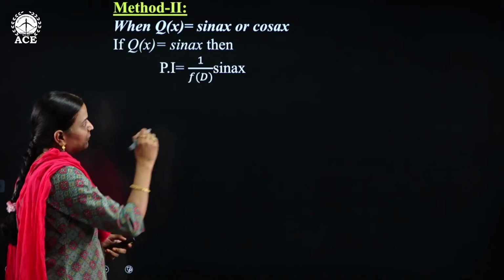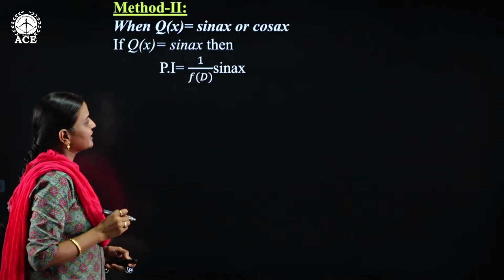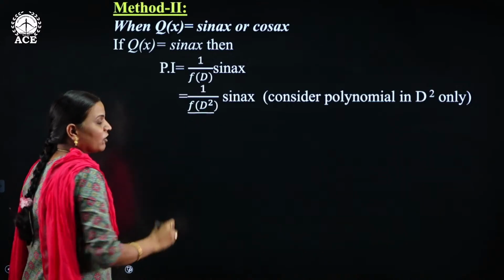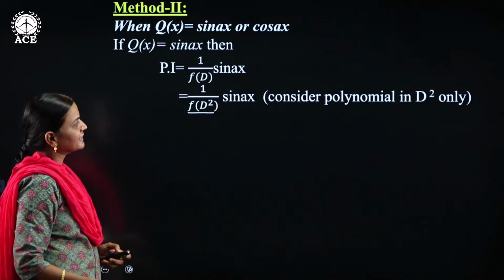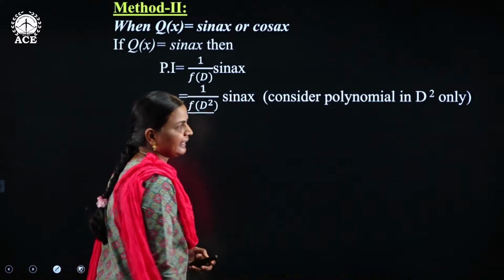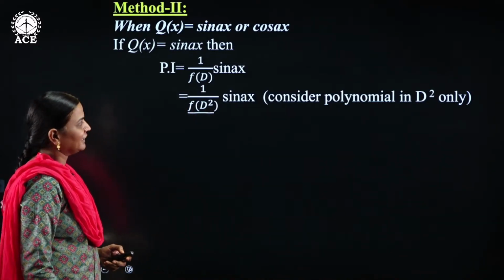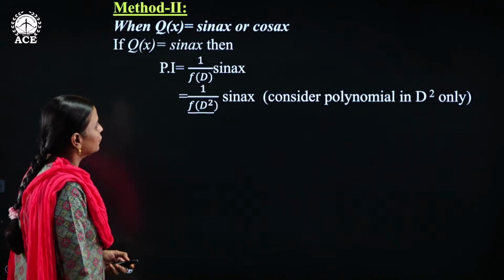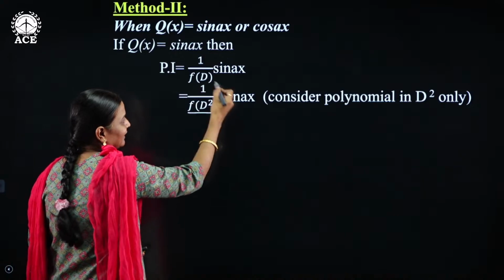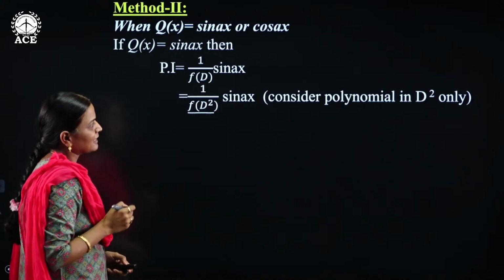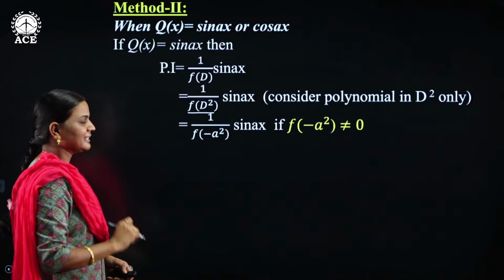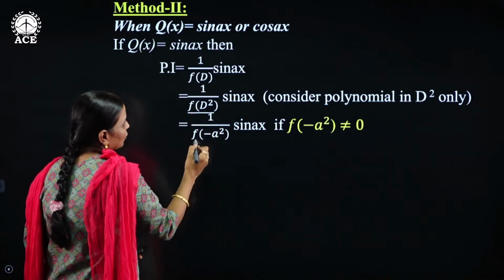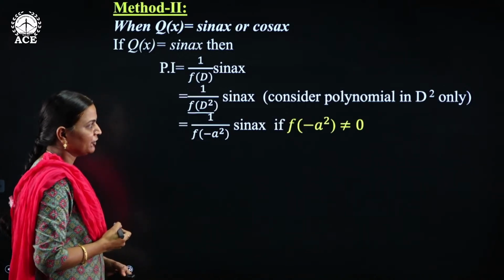In this particular case, when Q of x equals sin ax or cos ax, consider only D square. f of D is a polynomial in D. Here consider only a polynomial in D square, that is, even powers of D only. That means D square is the least term. After considering only even powers, what is the substitution? Replace D square by minus a square. So the particular integral is equal to 1 by f of minus a square into sin ax.